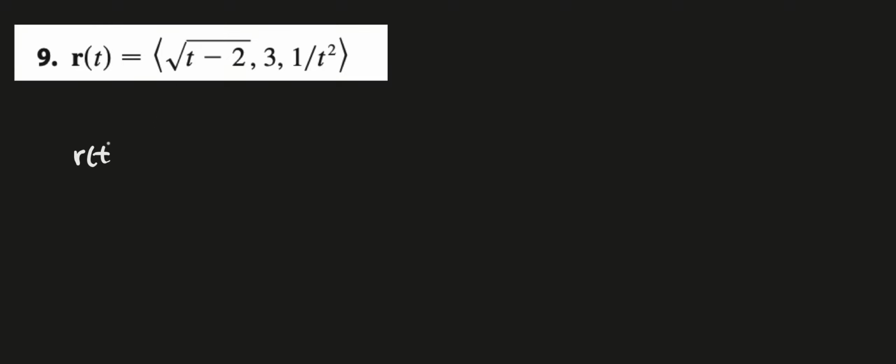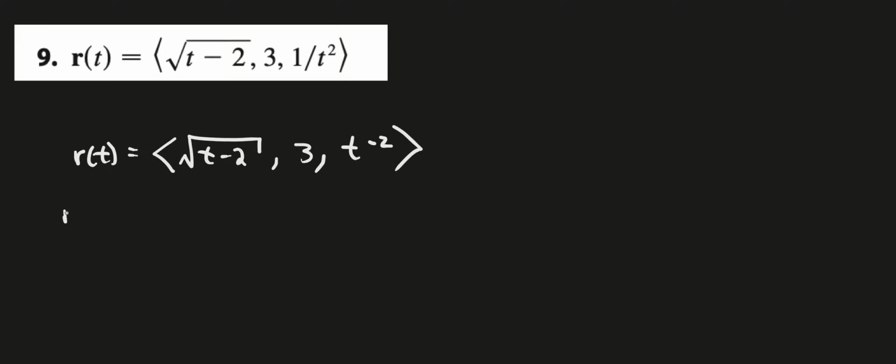So again, r of t is just equal to your vector valued function. So it's going to be square root of t minus 2, comma 3, comma t to the negative 2. Remember your vector notation here, and then you just take the derivative. So this is literally what you need to do. You take the derivative of each individual part, and you're done. That's pretty much all you got to do. So each individual component, take the derivative, and you're calling it good.